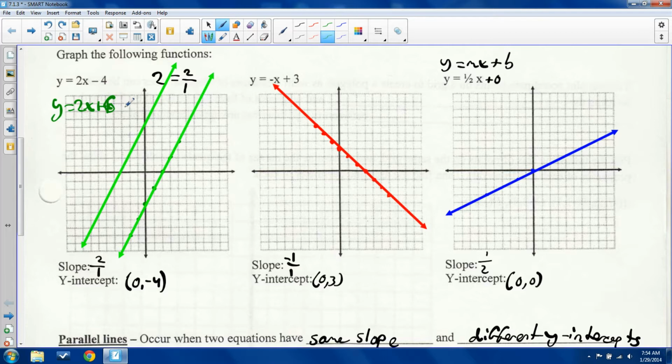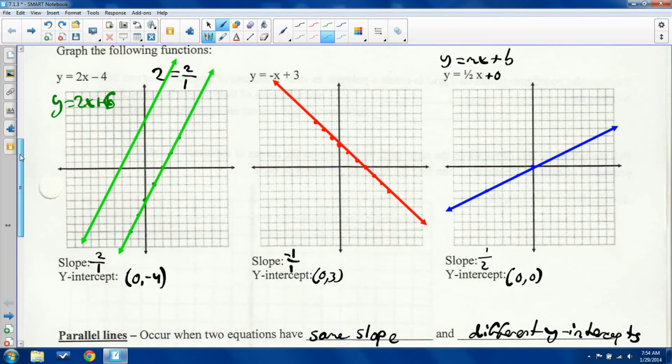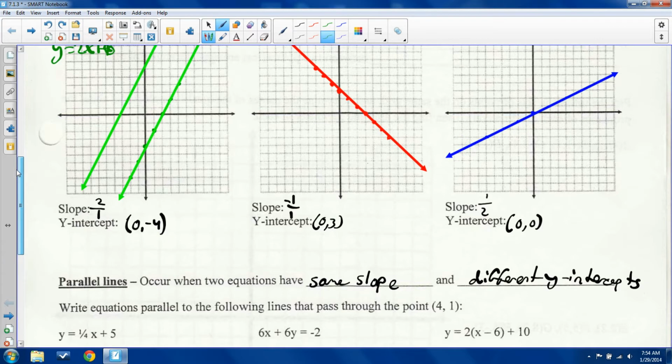That's a 6, not a b. And same thing with these other guys. As long as my slope is -1, then it'll be parallel to it. And as long as my slope here is 1/2, then it will be parallel to this. And as long as, again, different y-intercepts. If I have the same y-intercept, then I have the same exact line.